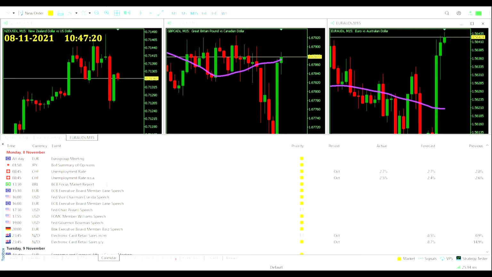So still a bit of an improvement for them, even if they miss the forecast ever so slightly. And then no events until 1:30, where we do get the weekly Brazilian Central Bank Focus Market Report, which will have absolutely no impact on us whatsoever.